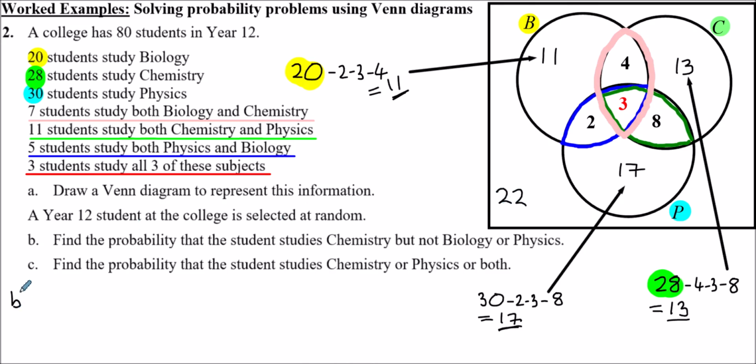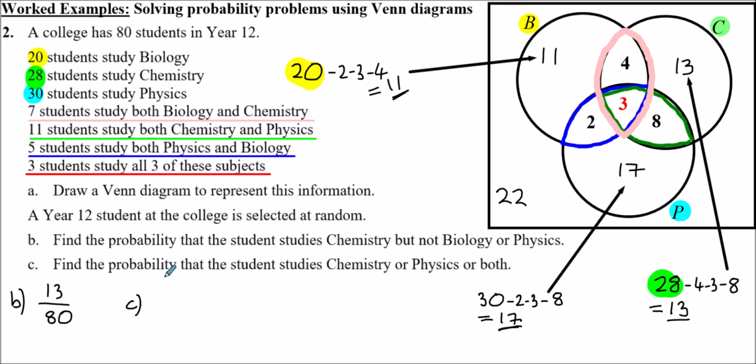Part B, now we've done the hard work, part B is actually not too hard at all. So part B, it says find the probability that the student studies chemistry but not biology or physics. So if they're studying chemistry but not biology or physics, it's just the chemistry portion on its own, without overlapping with the other sciences. So here was only 13 students that are just chemists without being biologists or physicists. So we've got 13 students which are just chemists out of a total of 80. So the probability of selecting one at random who is just a chemist and nothing else, 13 over 80.